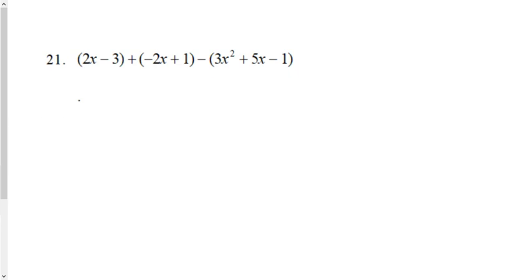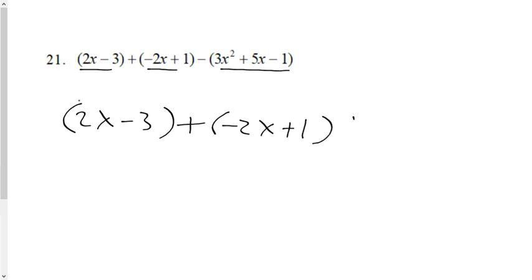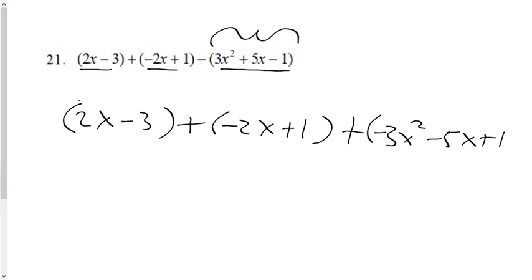All right, here we go. Next question. Here we're adding a binomial to a binomial and subtracting a trinomial. So the first thing I'm going to do is I realize when I subtract polynomials, I like to use adding the opposite, just like I did with integers. So I'm going to rewrite this question as this plus the opposite of this polynomial, which is a negative 3x squared, a negative 5x, and a positive 1. Now that I have it as just addition, I can just gather like terms.